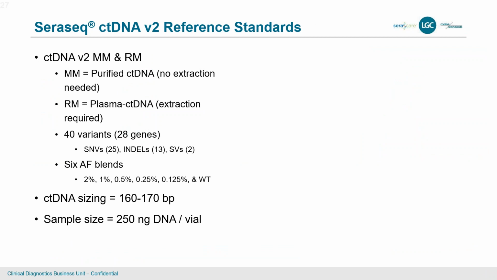Okay, and then we have two different types of products, as we talked about. We have the version 2 product that has 40 variants, done at 6 different allele frequency blends. One of the things you realize with ctDNA is most people are comfortable now saying their limit of detection is around 0.5% or 1%. What we found is it's really helpful to have a ladder, something really high like 2%, coming down to 1%, 0.5, 0.25. So the beauty of this is you can quickly find out, hey, I'm picking up the 2 and I'm picking up the 1, but it looks like I'm not picking up some variants at 0.5. Then you know your LOD is around that 0.5. So that's the beauty of this.